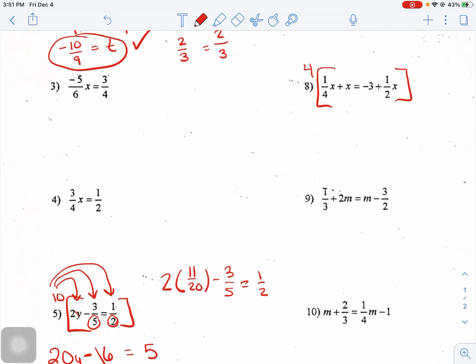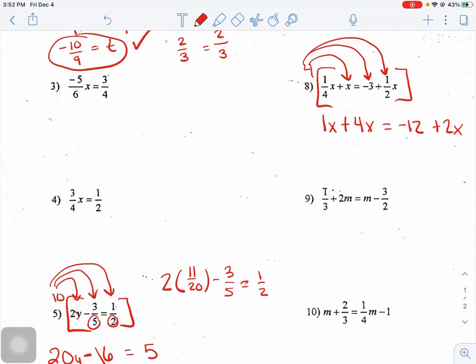So remember, 4 is being multiplied by every piece. So 4 times 1/4. You can think about it this way. 4 goes into 4 one whole time. 1 times 1 is 1x. And then 4 times x is 4x. Then 4 times negative 3 is negative 12. Then 4 times a half. We know that 2 goes into 4 2 times. 2 times 1 is 2x.